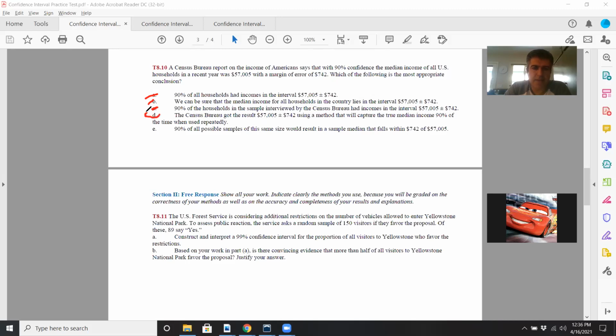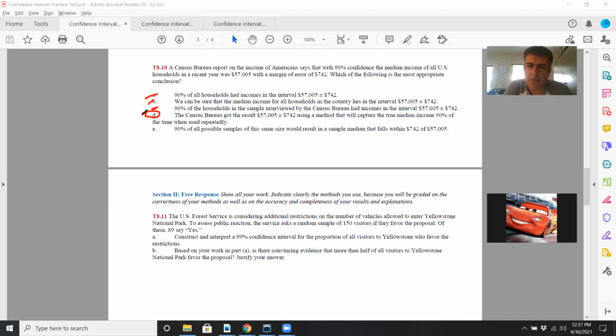Yeah, I like D a lot. I think D makes the most sense for that one. Looking at E one more time, of all possible samples, yeah, I think that sounds a little weird to me, the way that one is designed. I won't pick both of those choices because it seems a bit ambiguous to me, but that is what we're trying to say. If you do this repeatedly, 9% of all your samples would capture the true median, because we don't know what the true median is.